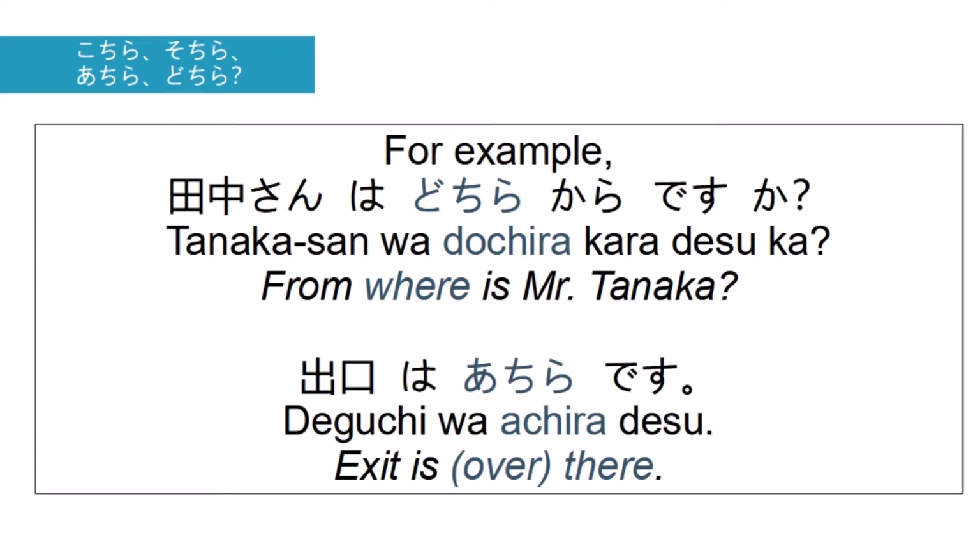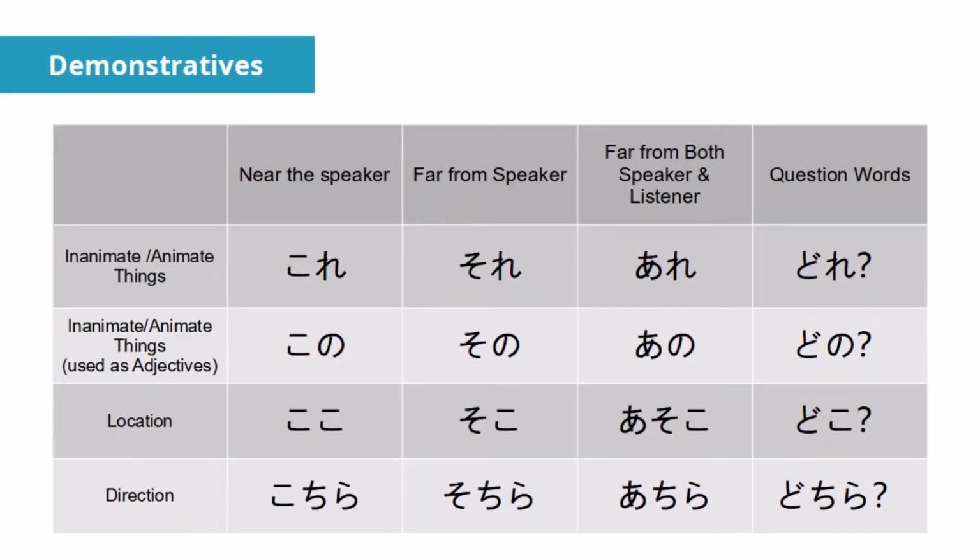Then we have another example, deguchi wa achira desu. If you want to show someone where the exit is, then you can say this sentence, that the exit is over there. Deguchi wa achira desu.